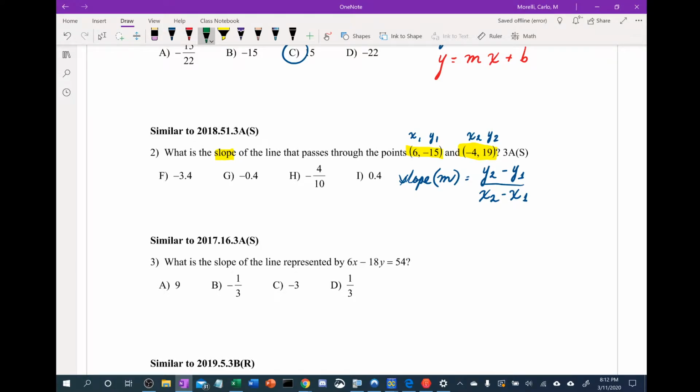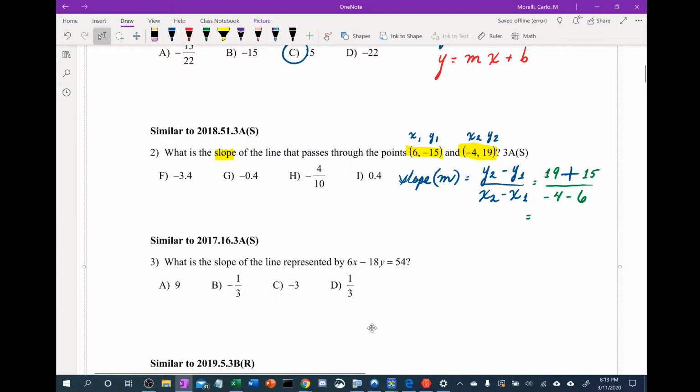Let me switch the color up a little bit here. So I'd say equals 19 minus negative 15. You're going to end up with a double negative there. Be careful. And then x2 is negative 4 minus x1, which is 6. So there's a lot of weird placements here of the minus and negative signs. You've got to be real careful that you don't mix them up. So this double negative becomes a positive, and we end up with 19 plus 15.